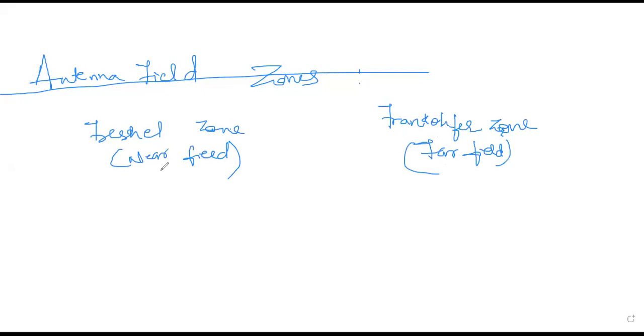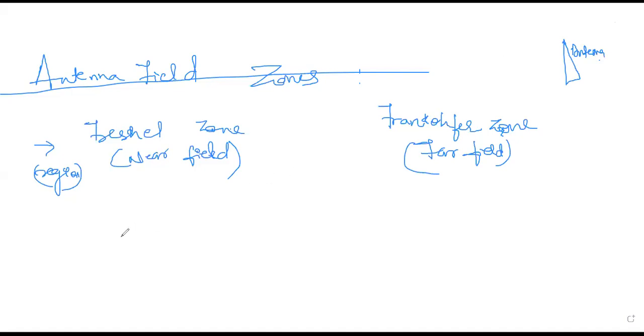Now there are two zones. Near field, as it says, is that which is near. Since we are talking about zones, it is a region close to the antenna, called the near field, or the Fresnel zone. If the field is very near to the antenna, you call it the near field. If it is far away from the antenna, it is called the far field, or the Fraunhofer region.